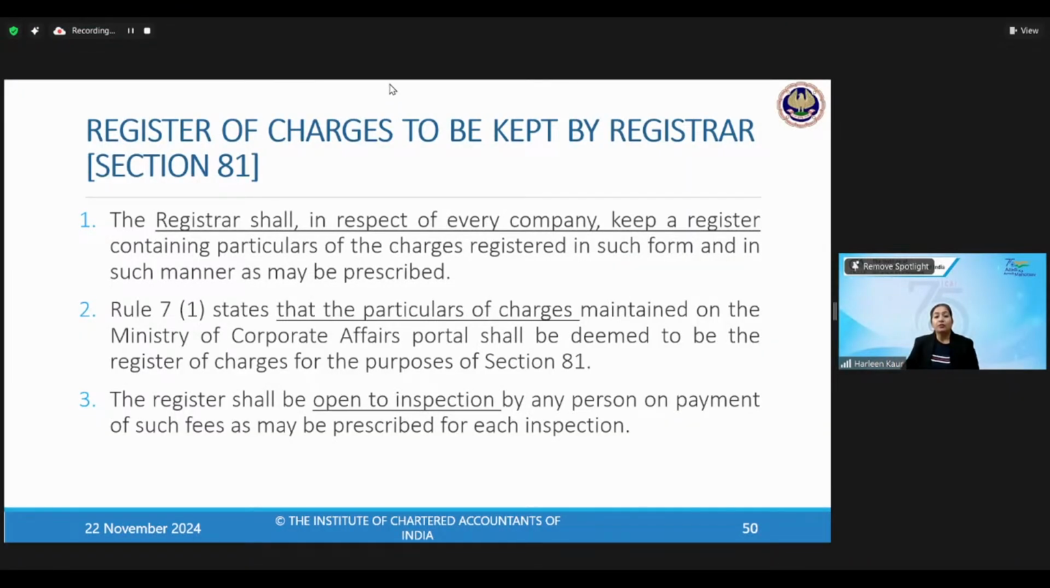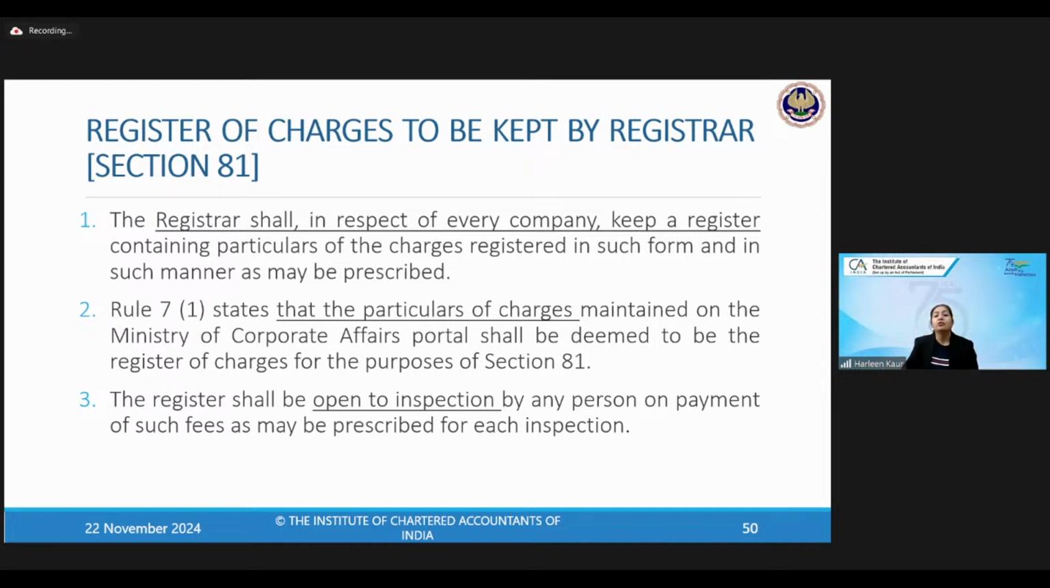Now let's talk about the register of charges. All these notes will be available on the portal, so don't worry about it. Whatever chapters I have done with you, acceptance of deposit, registration of charges, preliminary, whatever we have done, it will be uploaded on the portal.